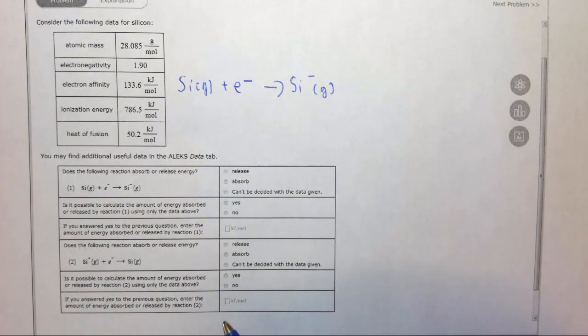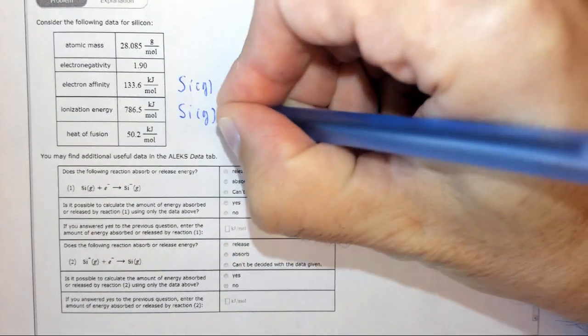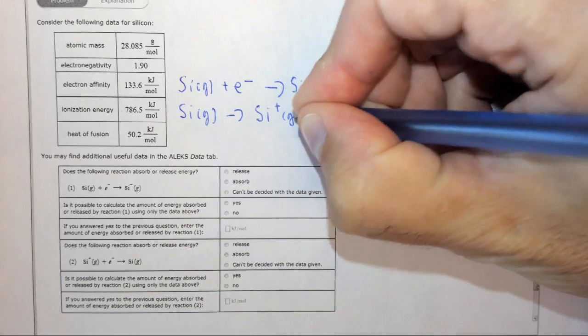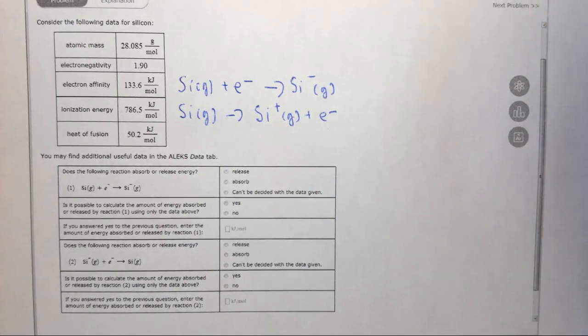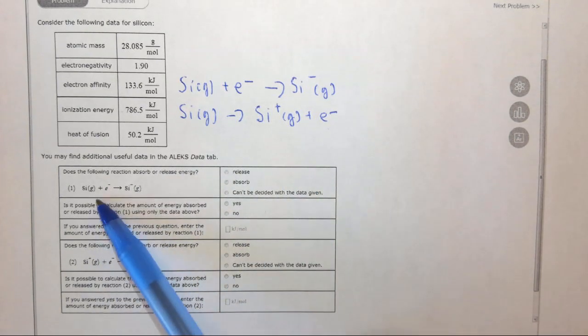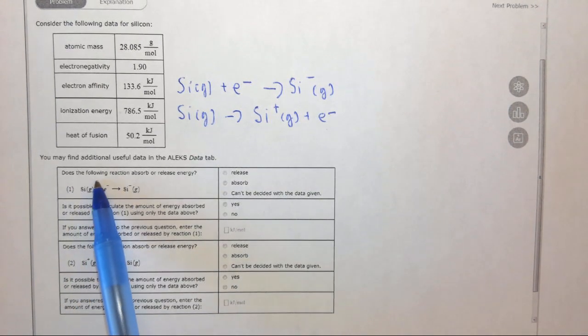The ionization energy is the opposite. Here we have Si in the gas phase yields Si plus in the gas phase plus an electron. And Alex isn't particular in all cases about the state of matter, but in this particular question they do give the state of matter. So it says, does the following reaction absorb or release energy?